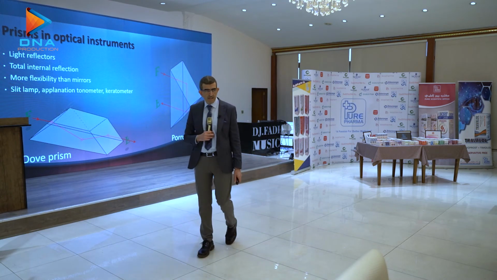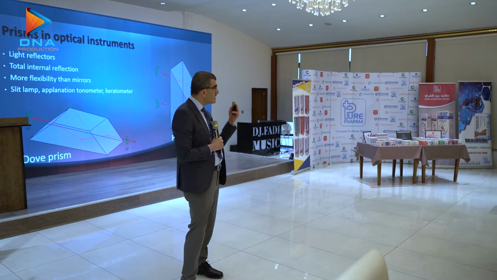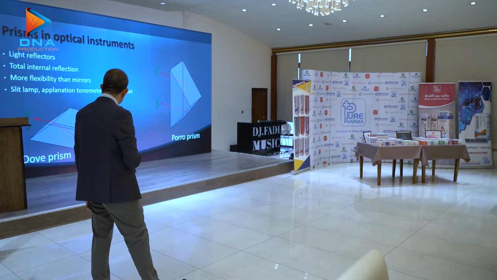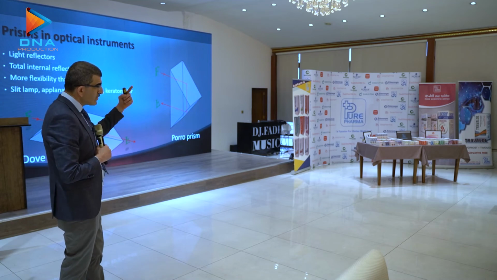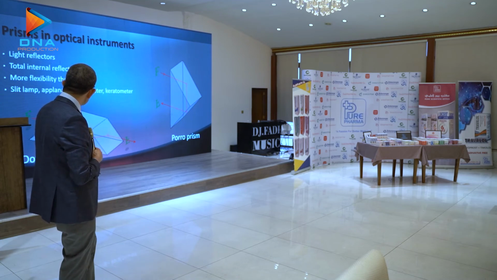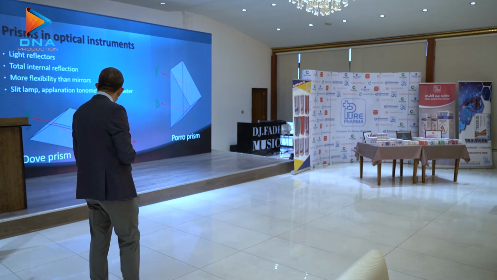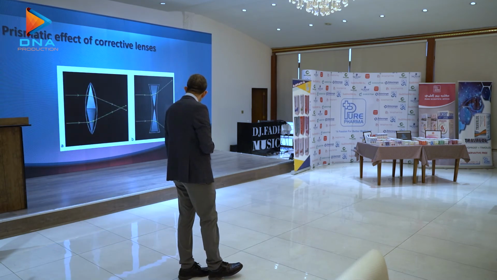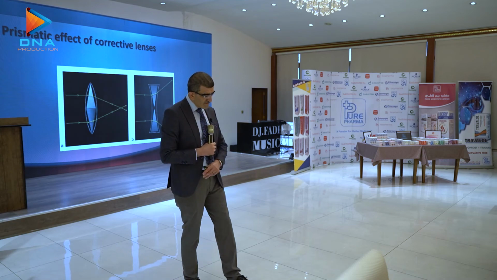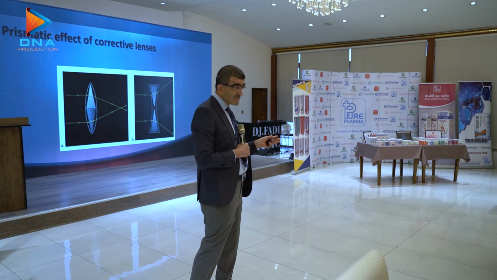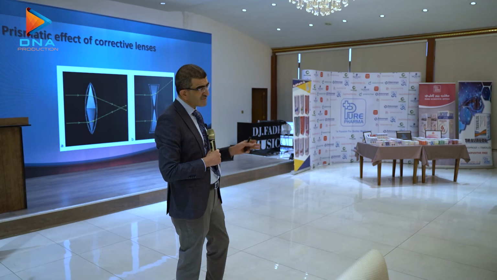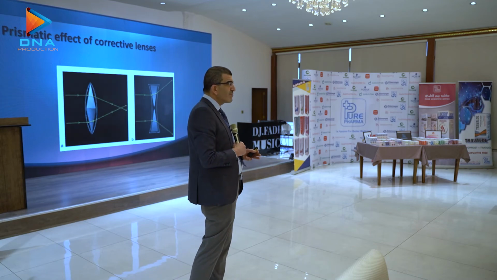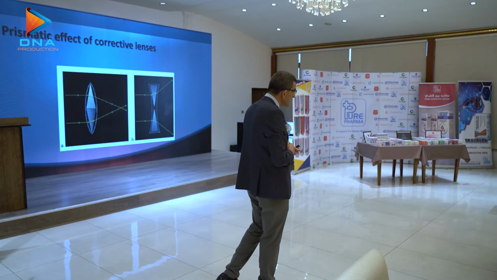Okay, we use prisms in all optical instruments, basically the slit lamp. We use them as reflectors. We use their total internal reflection property. They are more flexible than mirrors. We use them in slit lamps, tonometers, and keratometers. Okay? Now, the whole discussion that brought us here is basically the prismatic effect of lenses. So we spent a lot of time discussing the basics of prisms. Now let's go back to the prismatic effect.